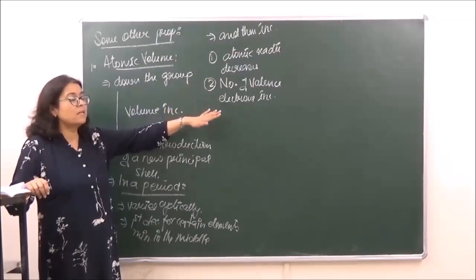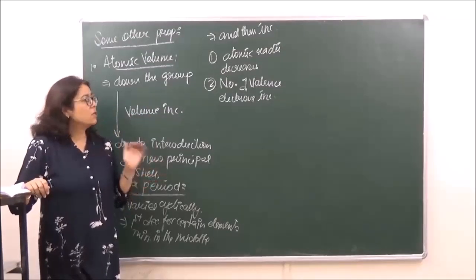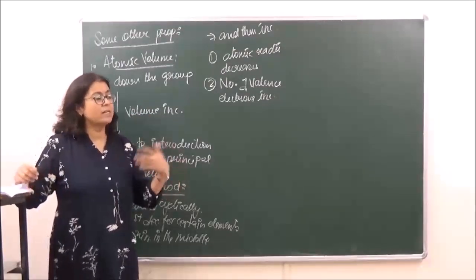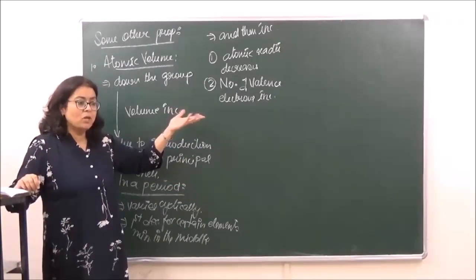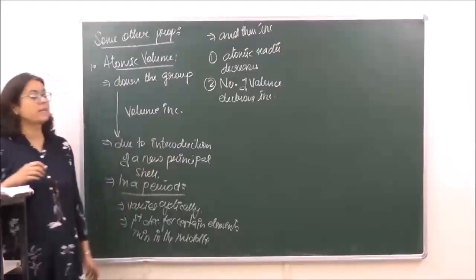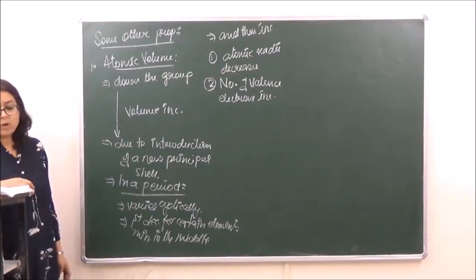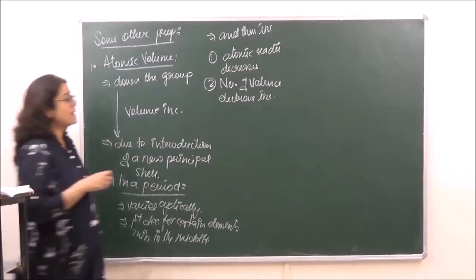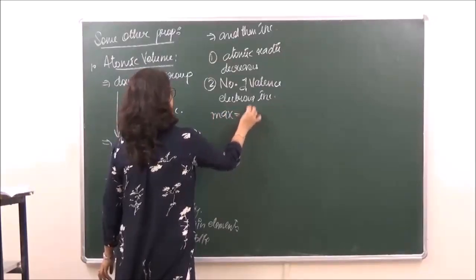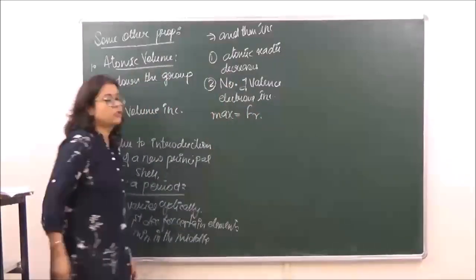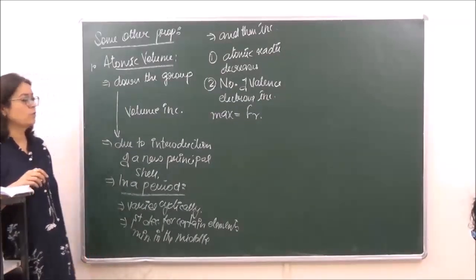But when we reach the middle, say we are reaching carbon. Carbon has 4 electrons in the valence shell. उसके बाद वो 5 हो जाएंगे, 6 हो जाएंगे, 7 हो जाएंगे, 8 हो जाएंगे. But the shell is the same. तो उन सारे इलेक्ट्रॉन्स को accommodate करने के लिए atomic volume को increase होना पड़ता है, right? So atomic volume जो है, that is maximum for francium. Francium has the maximum value of atomic volume.